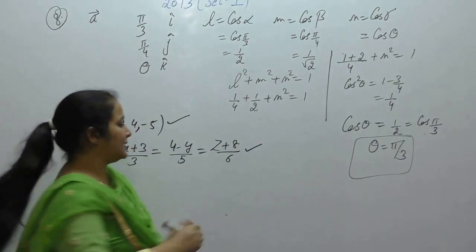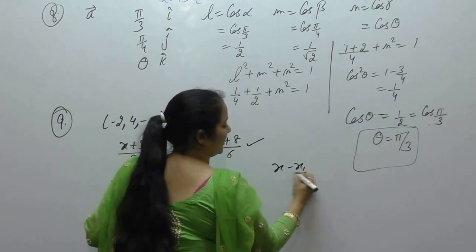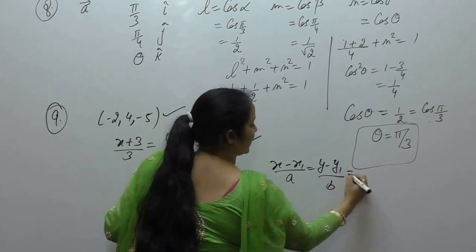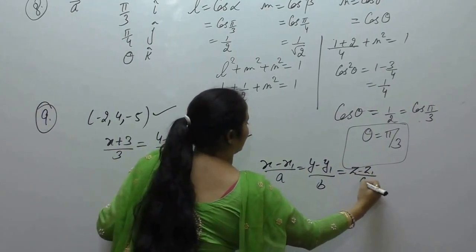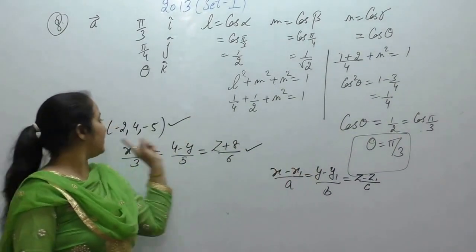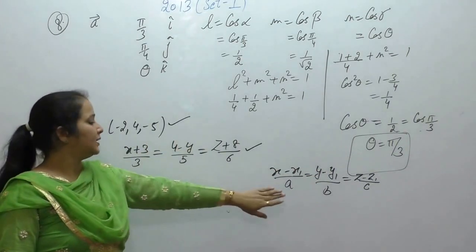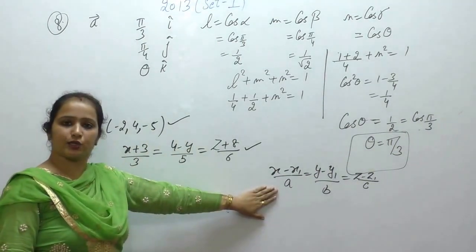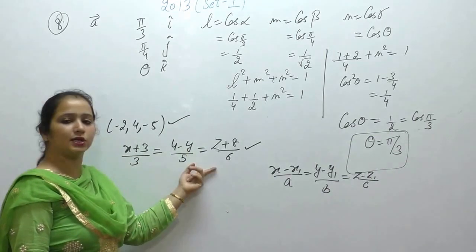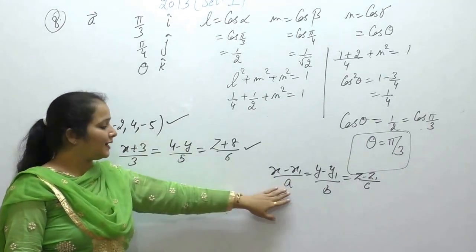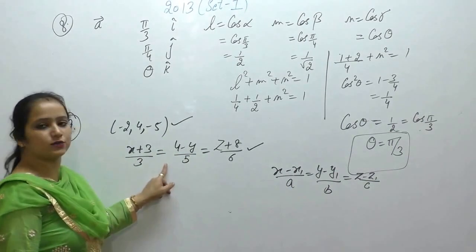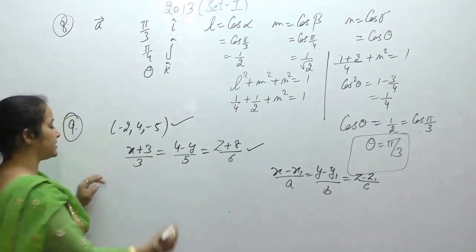We know the Cartesian equation of the line has the formula (x-x1)/a = (y-y1)/b = (z-z1)/c. The point x1, y1, z1 is given. Now we want to find the direction ratios. Since these two lines are parallel, the direction ratios of this line and the direction ratios of the given line will be equal. First we want to find the direction ratio of the given line.